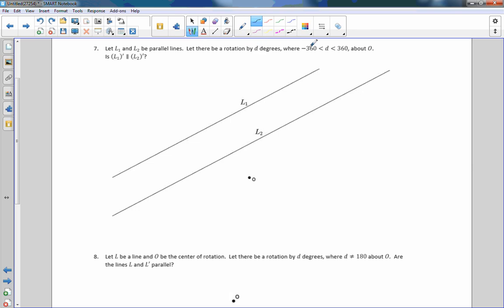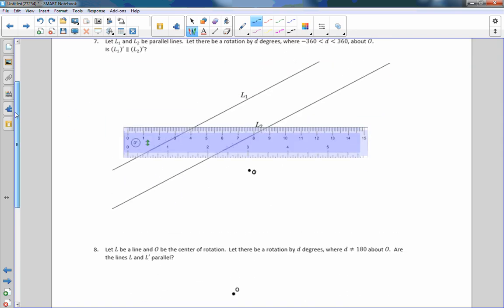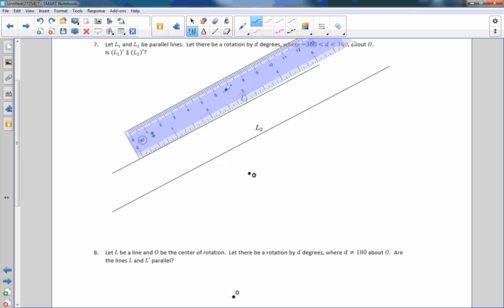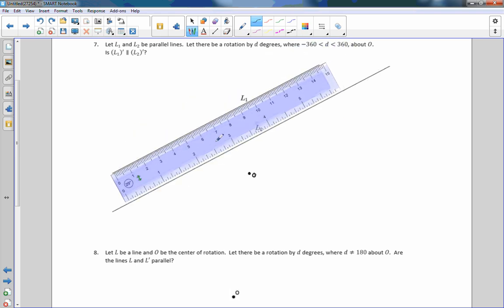Let there be a rotation by d degrees where d is between negative 360 and 360 degrees, about point O. So we have this point O right here. That's what we're going to rotate around. And the question is, are line L1 and L2 prime, their images, going to be parallel? So I'm going to copy them. So I get my ruler. So you'd be doing this on plastic transparency.